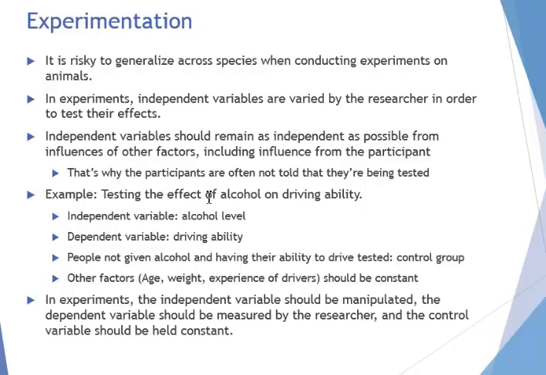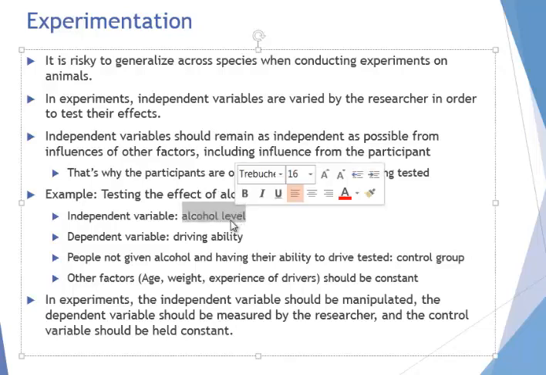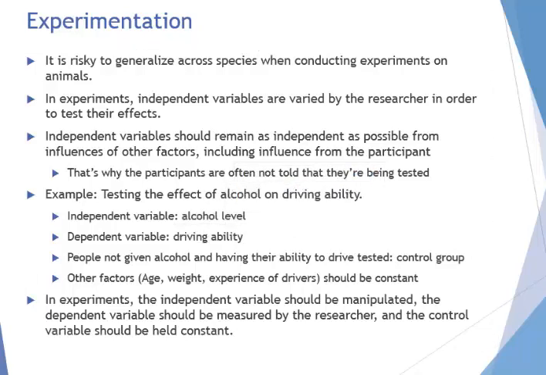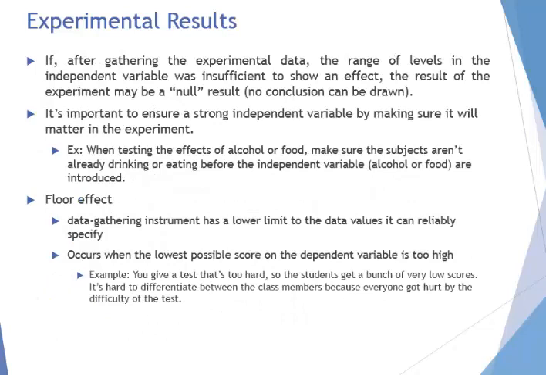So if you're testing the effect of alcohol on driving ability, the independent variable, the thing that you're testing, is the alcohol level, the dependent variable is the driving ability, and you give one group something to drink and the other group nothing to drink, and hopefully you have a controlled course where nobody's going to actually hurt themselves. That's the control group, the people who don't get anything to drink. Other factors, age, weight, experience, should be as constant as possible between both groups so as to avoid any confounding variables.